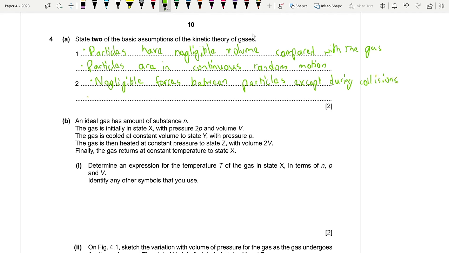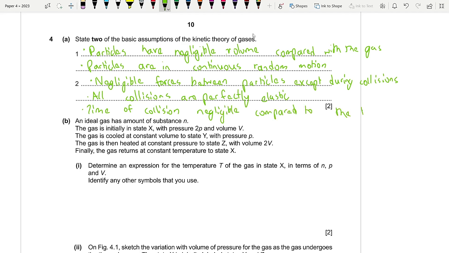Fine. And of course, all collisions are elastic. All collisions are perfectly elastic. And another important point is the time of collision is negligible compared to the time between collisions. Time of collision negligible. Sorry about the handwriting. Compared to the time between collisions.